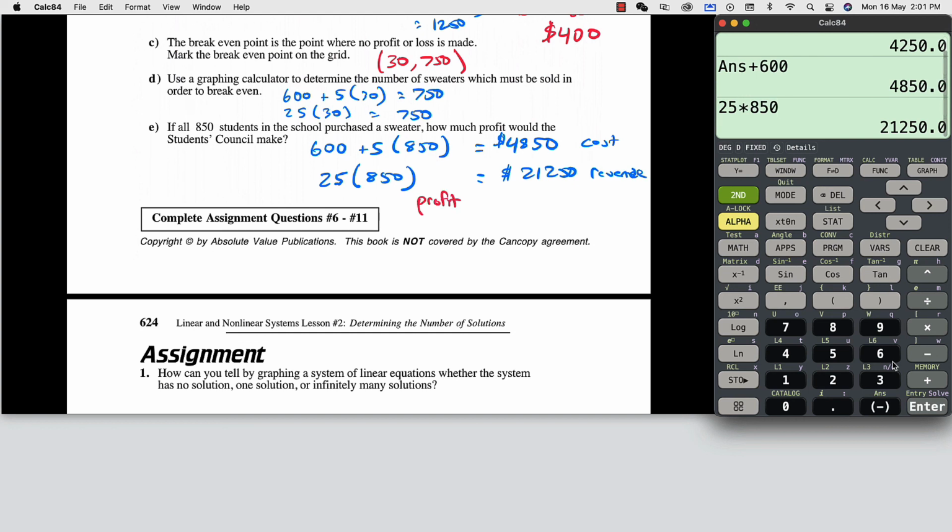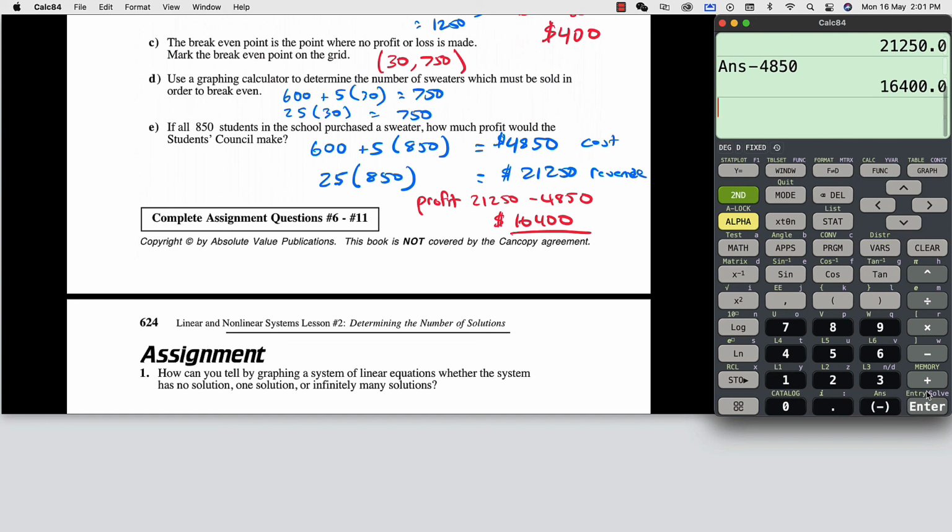And basically the profit is going to be the 21,250 minus 4,850. So I take that number and I'm going to subtract the, let's delete that for a second. So it's 25 times 850. Oops, and that didn't work either. 25, I got to use the brackets on here. 850. Hit enter and subtract from that the cost, which was 4850, and enter. So we made a profit of $16,400. Nice work, student council.